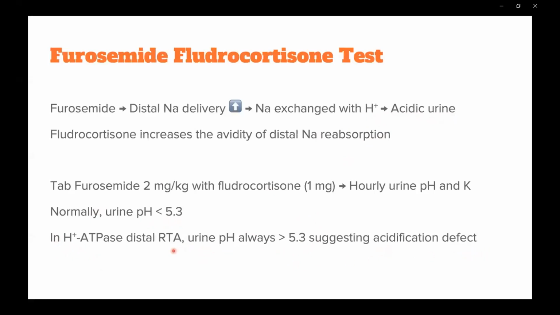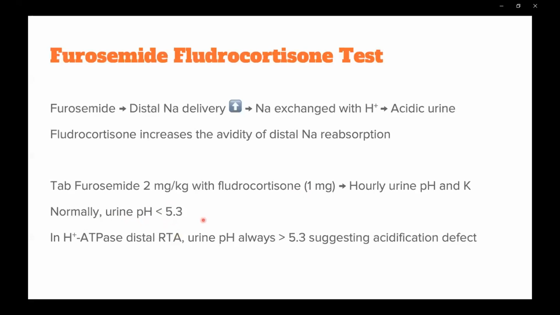So if this is the form of incomplete RTA, when you evaluate patients who present to you with stones, and you want to look at the etiology for the stone, and you're suspecting that incomplete distal RTA is the cause for stone in this patient, we do what is called the FF test. Simple test, you just give one shot of oral furosemide and oral fludrocortisone, and then keep measuring the serial urine pH in the patient.